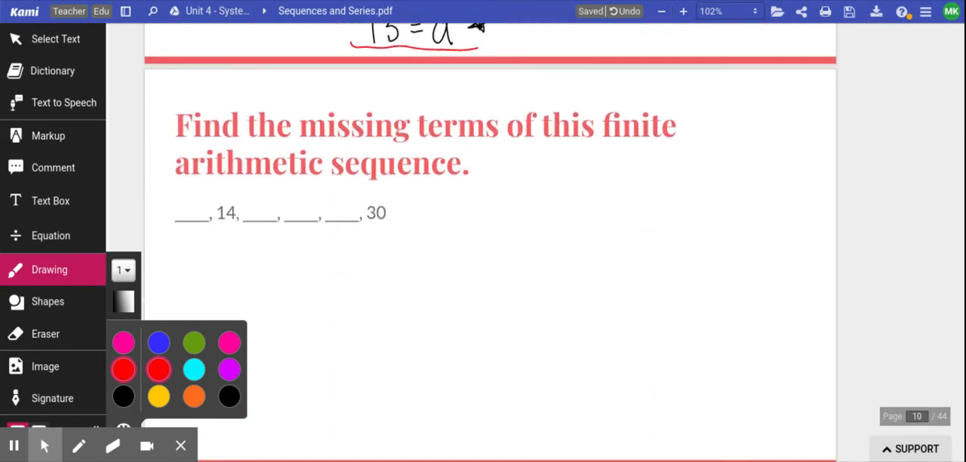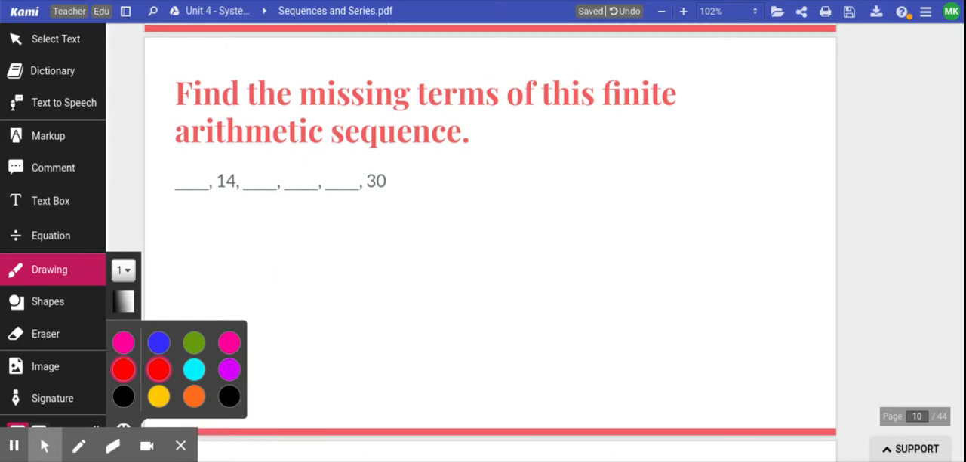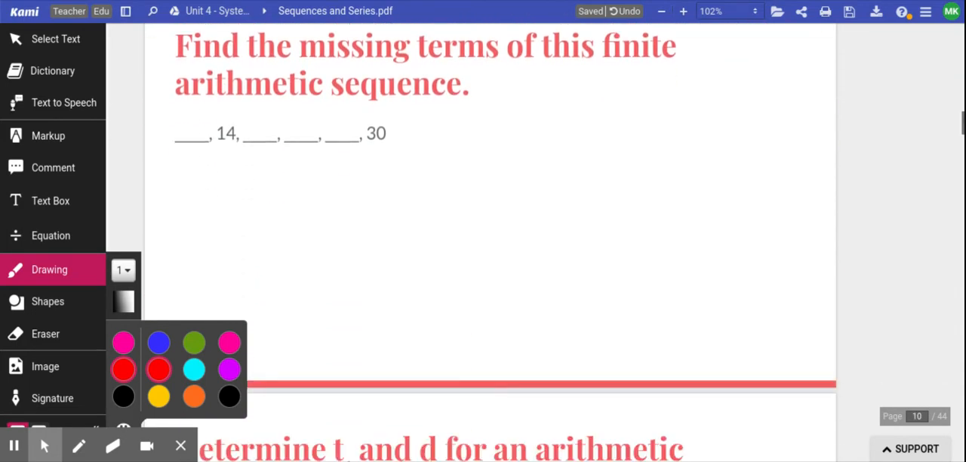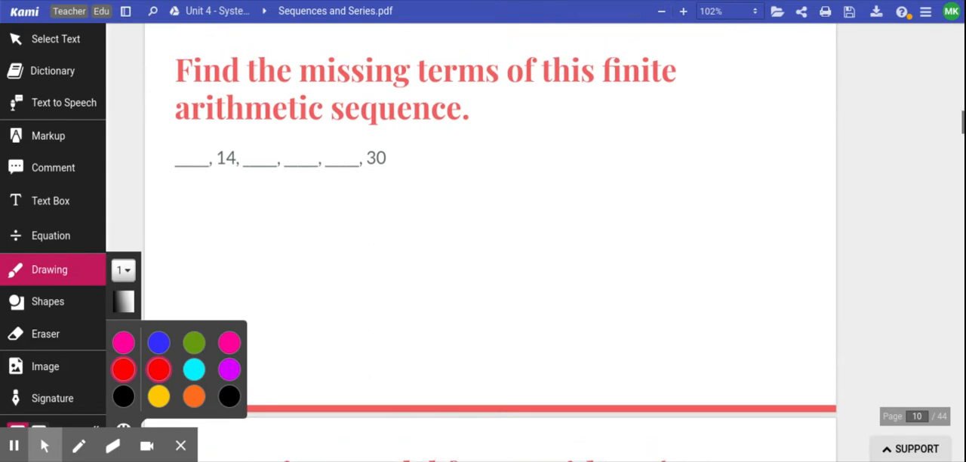This one, a little bit harder. There's two different ways that you can approach these questions. I'm going to show you both ways. Okay. One is a little more mathy, one is a little more tricky. So for this first one, I'm going to use a little bit of a trick to solve this. It says find the missing terms for this finite sequence.